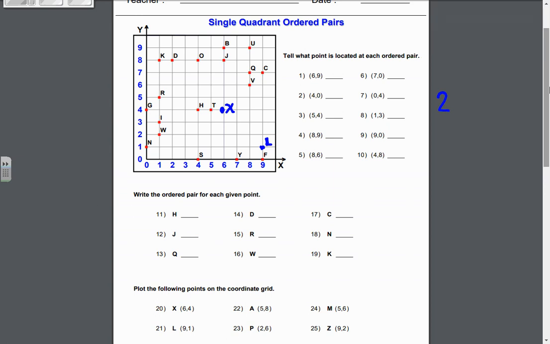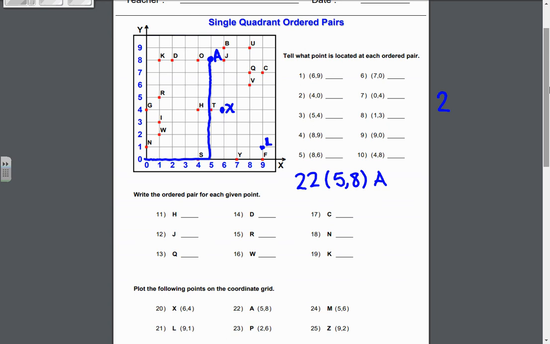So for 22, we're going to plot the point 5, 8, and we're going to label it A. So that means we're going to go over 5, up 8, stop. We're going to plot our point. Please do not draw that line. I'm just drawing it for you to be able to see. You're simply going to plot the point and label it A.